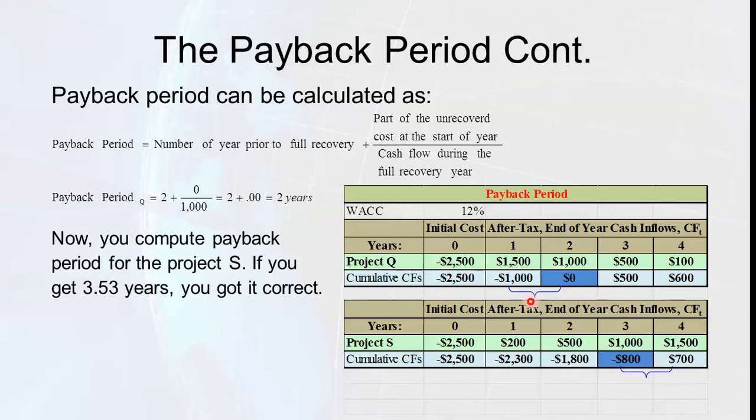So 3 plus 800. 800 is the part of the uncovered cost at the start of the fourth year, and divided by 1,500, which is the cash flow during the year. Okay, that's going to give us the part of year 4. Okay, so it's going to be 3.53.